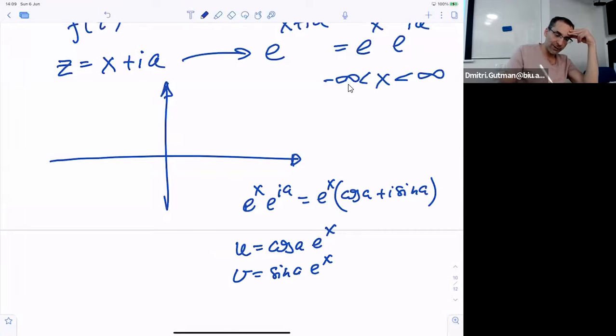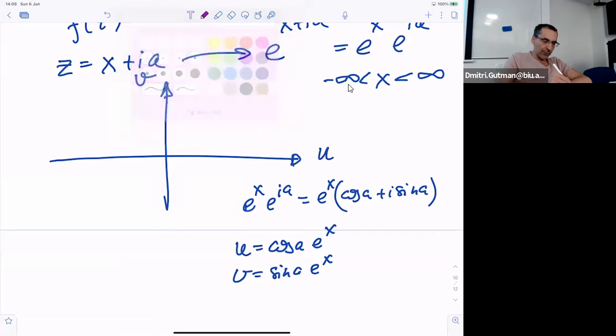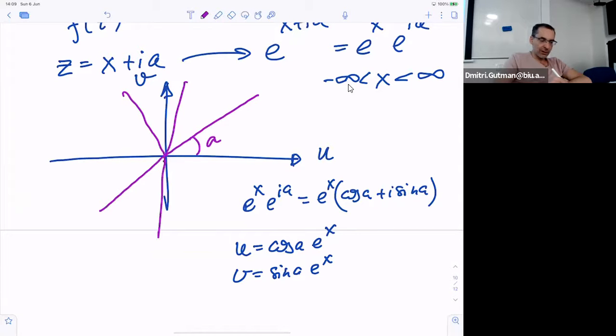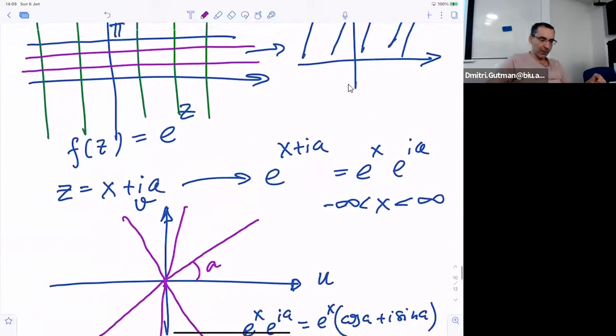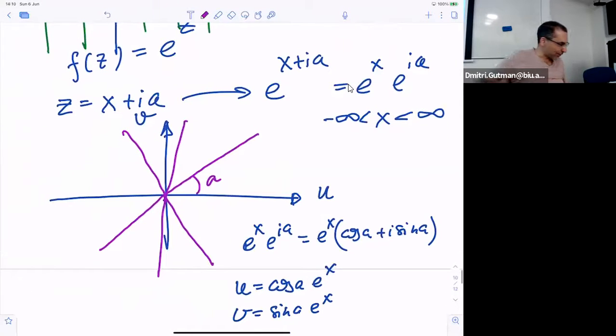So where will these points u and v lie? For a given a, straight lines coming from the origin. So you fix an a, which will be an angle, and for each a you'll get essentially a ray emerging from the origin. So these are the images of the purple lines, x plus ia, purple lines. I was careful with the color.